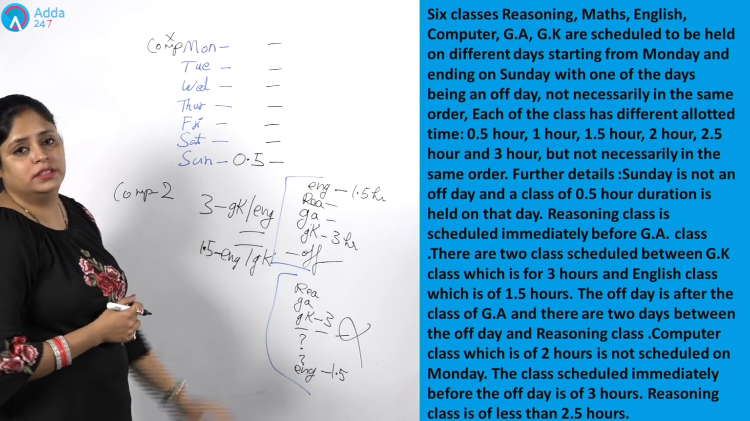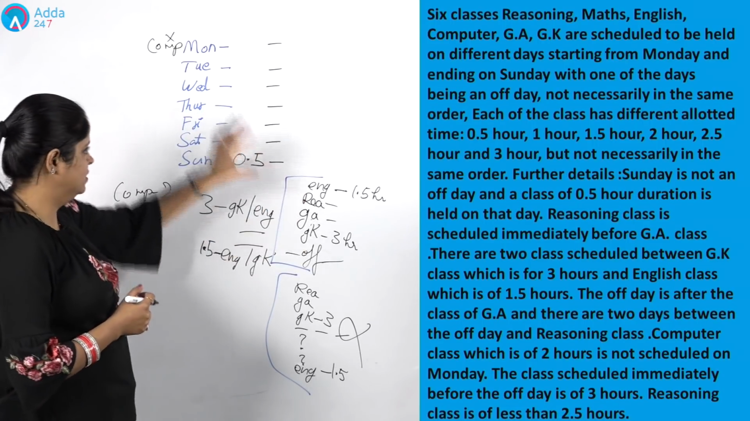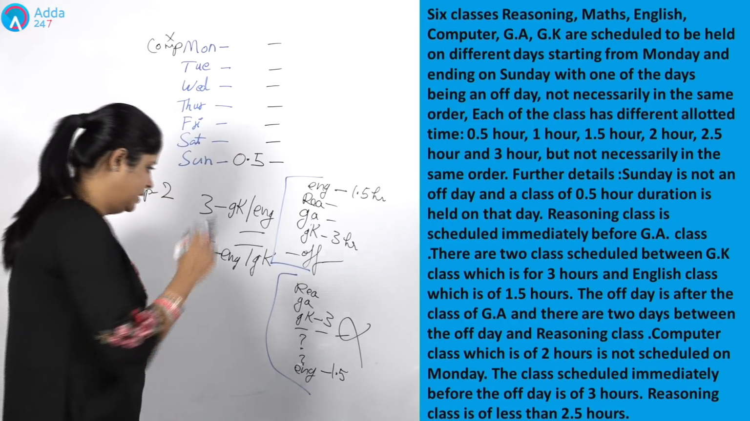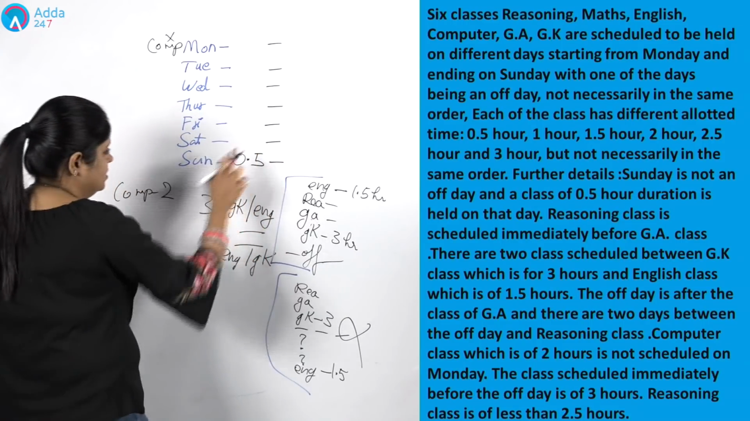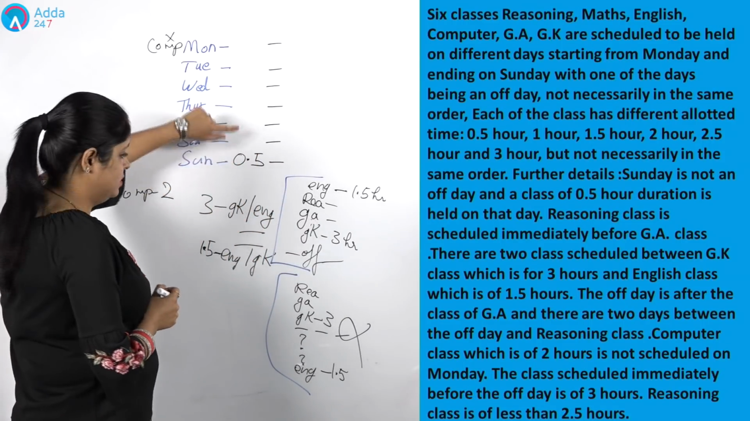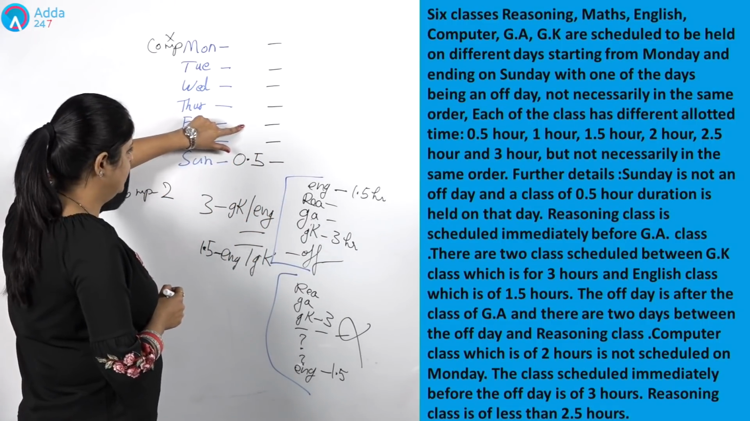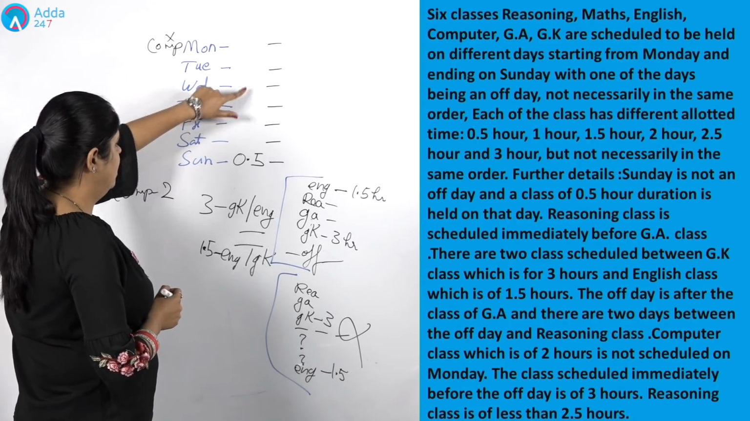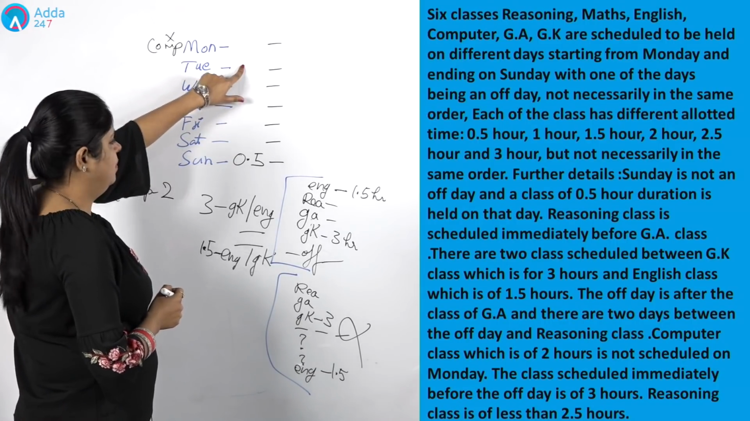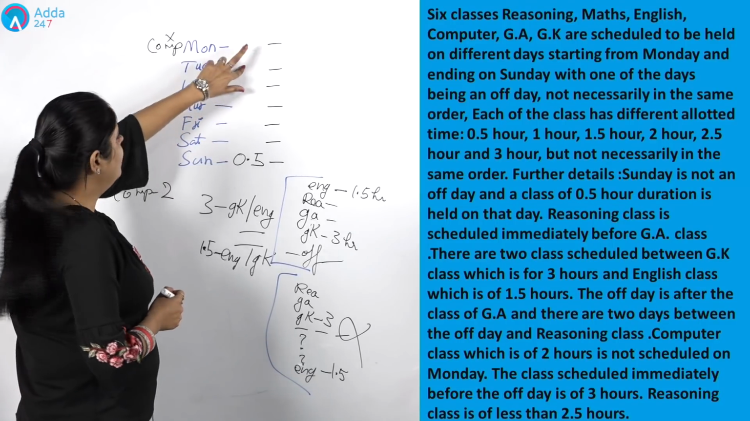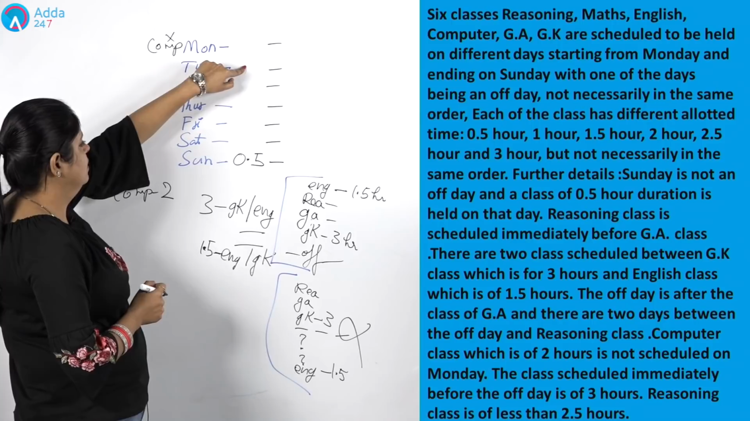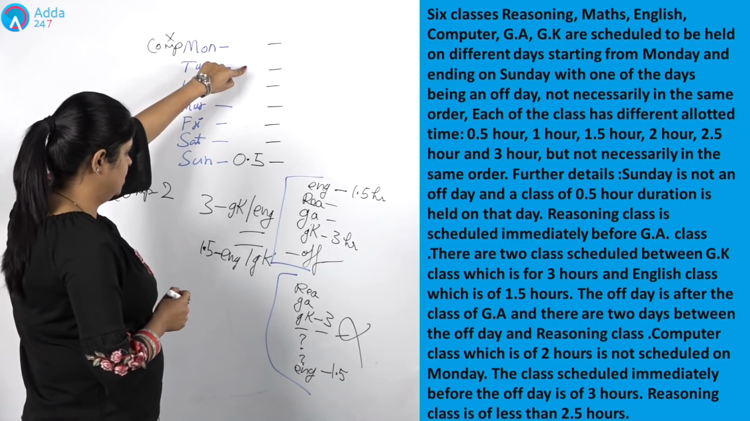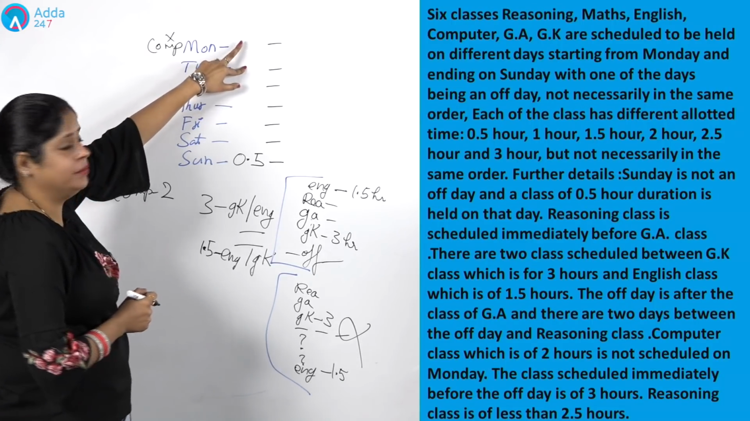So we are left with only this combination. I have to place this combination itself in this arrangement. Again, one more thing: the off day. If I am considering Saturday as the off day, then just above the off day is GK, above that is GA, above that is reasoning, above that is English. And above English there should be one more subject. Which is the subject that is missing here? Can I write computer here?